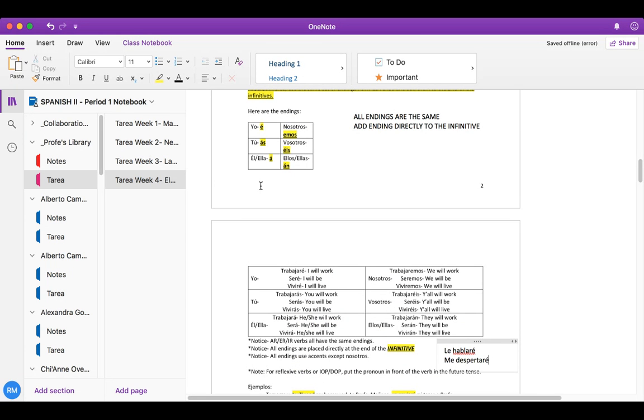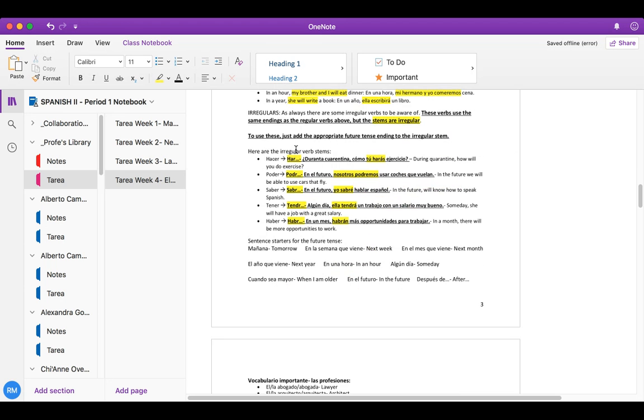There are no different endings in the future. It's just these 6 endings here. And we really don't even use vosotros. Okay, but they have stems that are irregular. So for these, you just kind of have to memorize them. They're here in the underlined and bolded and highlighted sections.